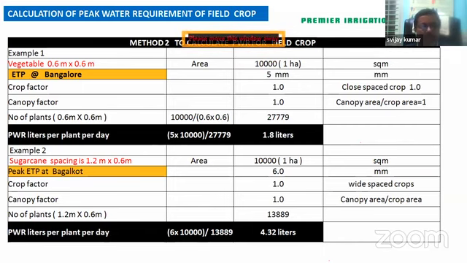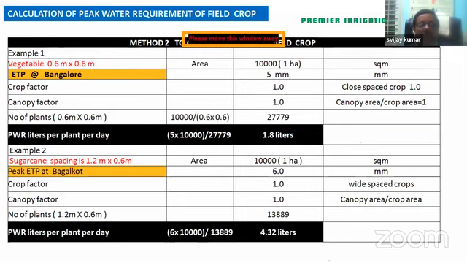Similarly, if I take sugarcane crop, which is again a 1 hectare crop, 10,000 square meters, with an evapotranspiration of 6 millimeters and crop factor of 1 and canopy factor of 1. Again, you could calculate the number of plants. You will find it is around 13,889. And if you know that you are going to apply 6 millimeters over an area of 1 hectare, so 60,000 divided by 13,889, which is 4.32 liters. Now you must be wondering how this works. You all know from my earlier class that 1 mm is nothing but 1 liter per square meter. So based on that logic, you're going to get around 4 liters as the water required by sugarcane.